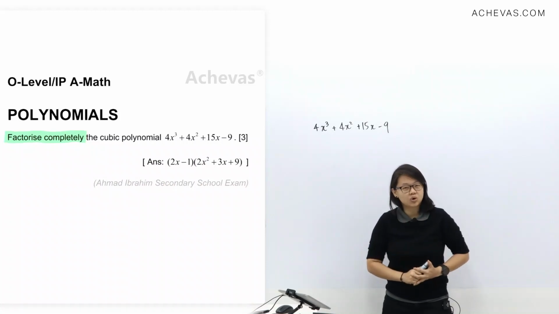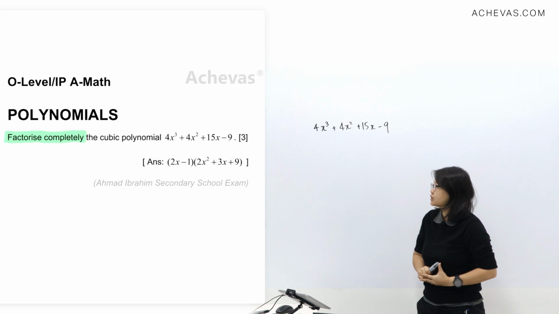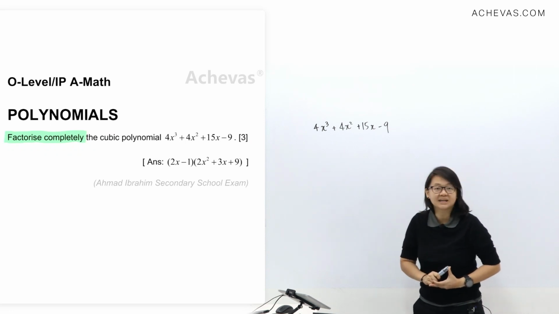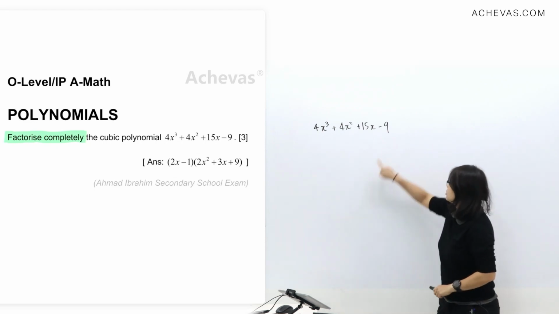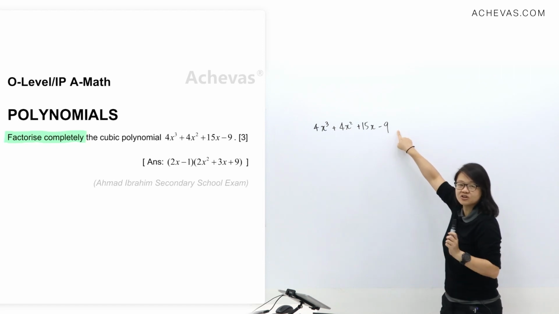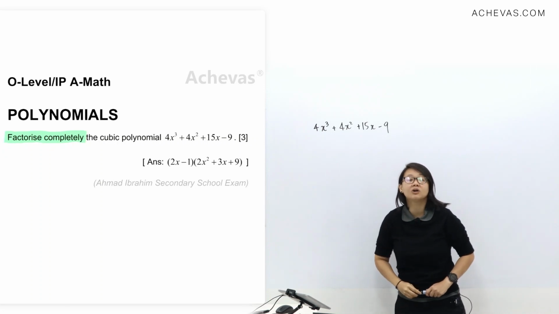Let's take a look at the question here from Ahmad Ibrahim. Factorize completely the cubic polynomial 4x^3 + 4x^2 + 15x - 9. Let me remind you, you are doing a factorization question, not a solving question. Do not write equals to 0. We are not solving a polynomial equation. We are factorizing a polynomial.